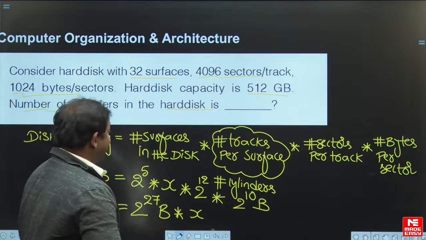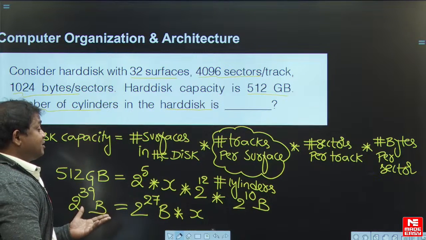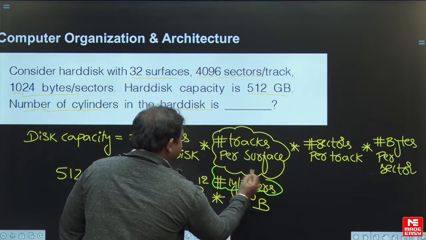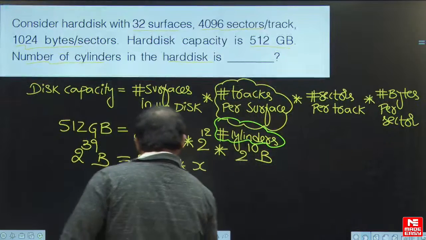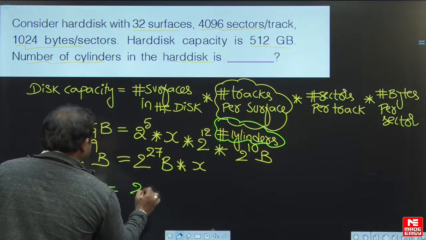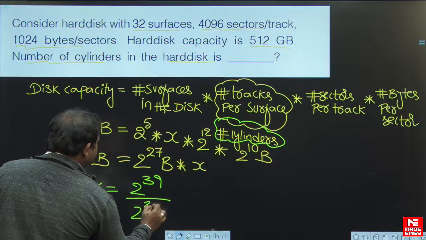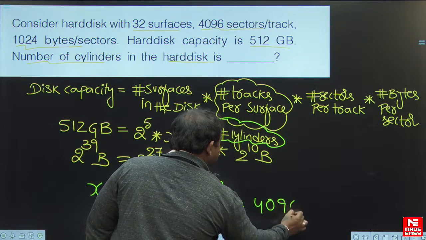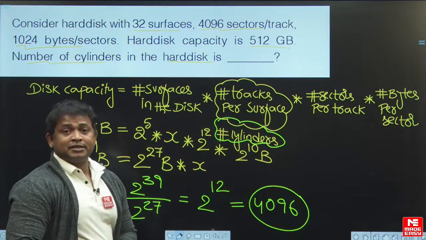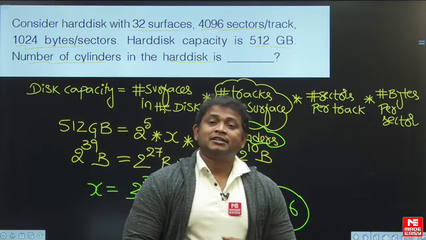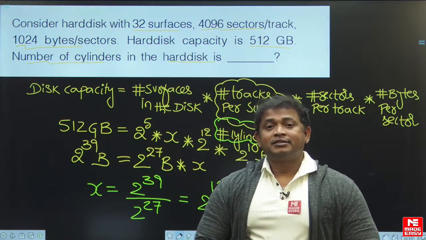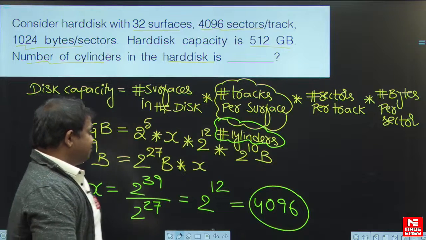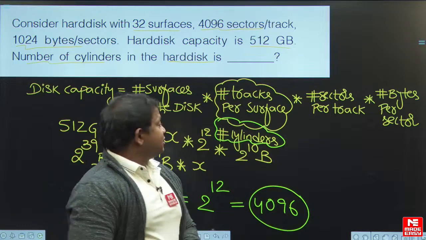So we need to find out x. X means the number of tracks per surface, which is equal to the number of cylinders in the hard disk, right? So x value is equal to 2 power 39 divided by 2 power 27. This becomes 2 power 12, that is 4096. So 4096 tracks are present in the surface. So the number of tracks in the surface is equal to the number of cylinders in the hard disk. I hope you gave the same answer. How many of you gave the right answer? Please respond in the chat section.